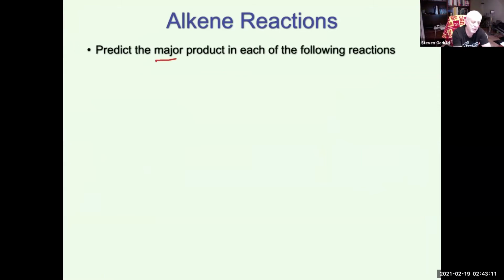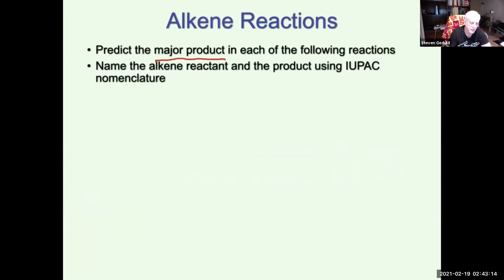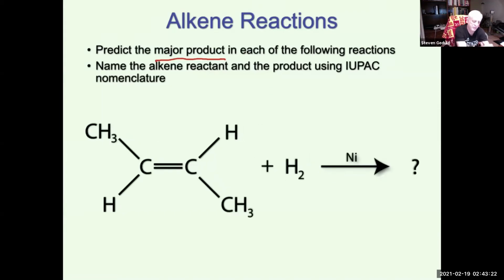All right. Alkene reactions. That's what we've been talking about. Predict the major product in each of the following reactions. Name the alkene reactant and the product using the IUPAC nomenclature. All right. Here's our first example. This is 2-butene. And we're going to add hydrogen to it in the presence of nickel as a catalyst. You want to name the reactant, draw the product, and name the product.